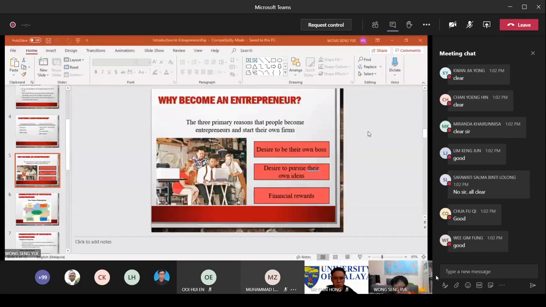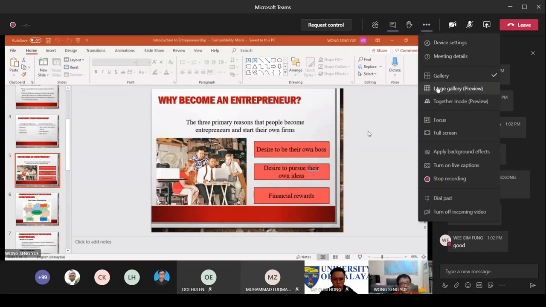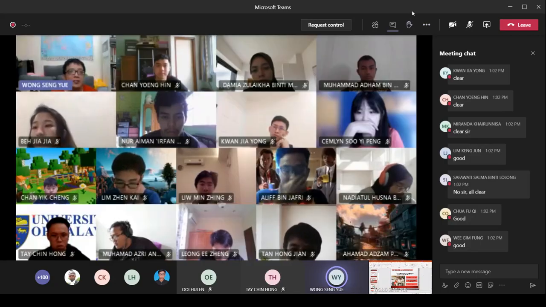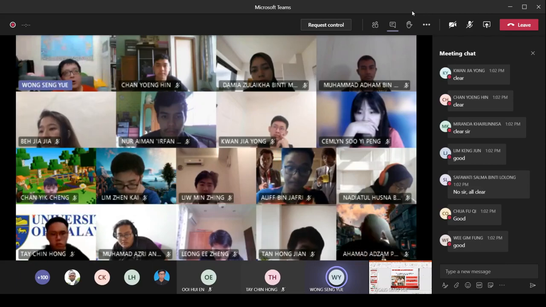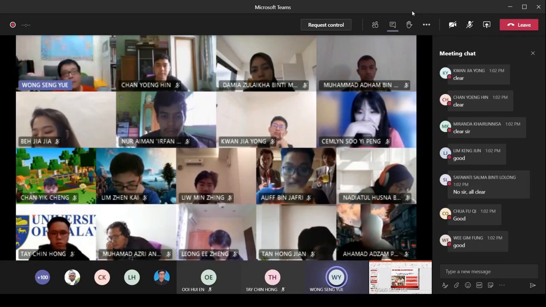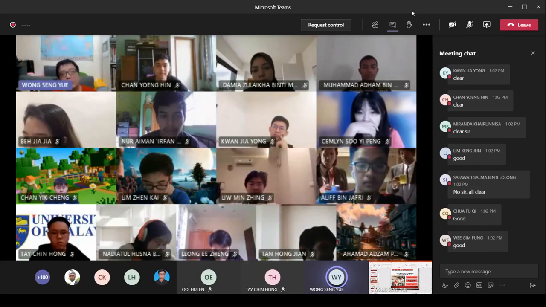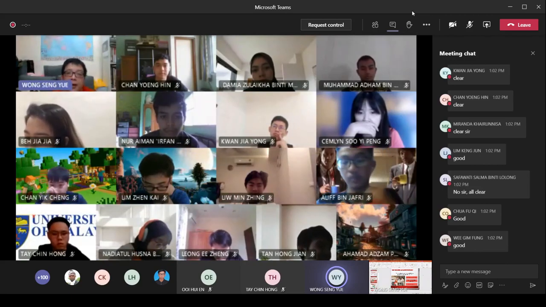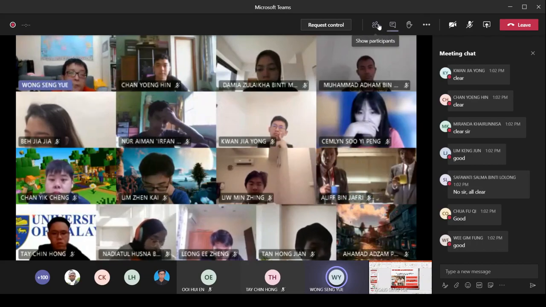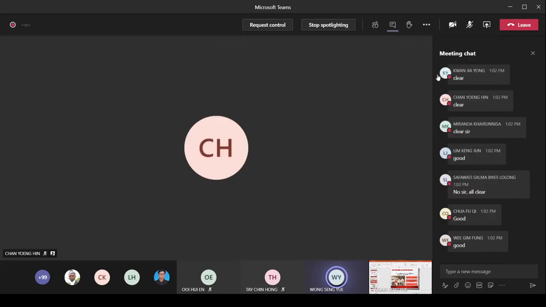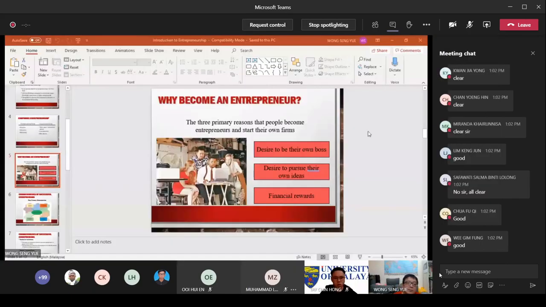The third is the financial rewards, because they prefer to get more income. In other words, in their point of view, they prefer to work by having their own business, because in their mind, they do not want to just get a very limited salary. They prefer to get more income by giving a better and better life to their family. So these are some primary reasons that urge entrepreneurs to start up their business. This is very important.